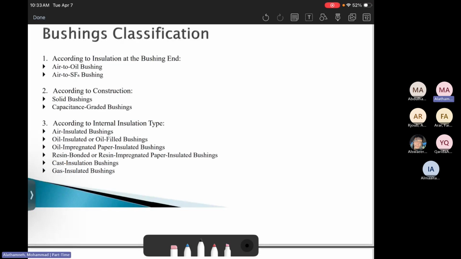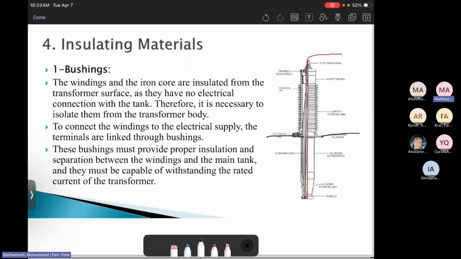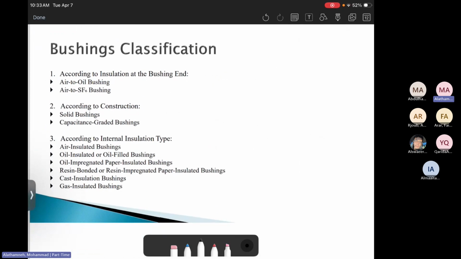So bushing classifications: there are air to oil bushings, as we said here, where there's some oil insulation. And there is another type, which is air to SF6 bushings, so there is no oil, there's SF6 gas. According to the construction, there is a solid bushing, as we see in the previous slide, and there's a capacitance graded bushing. Then according to the internal insulation type, there is air insulated bushing, oil insulated or oil-filled bushing, oil impregnated paper insulation bushing, and resin bonded or resin impregnated paper insulated bushing. There is cast insulation bushing and gas insulated bushing.